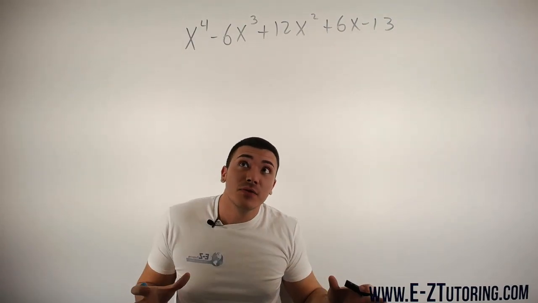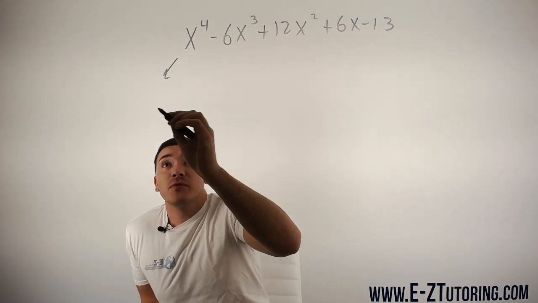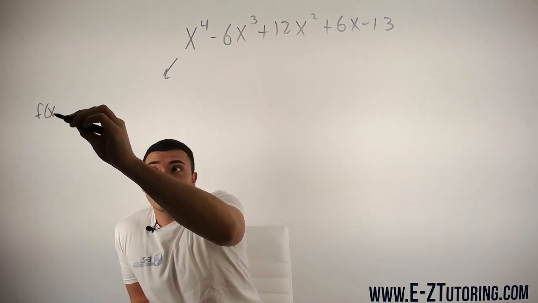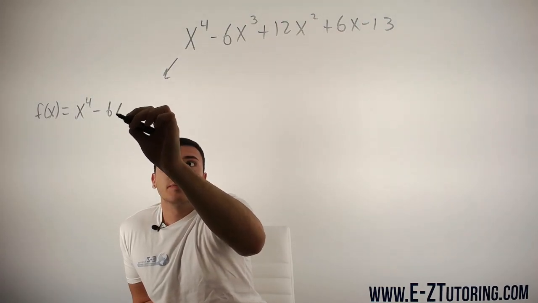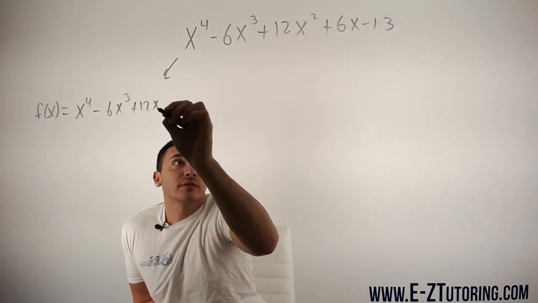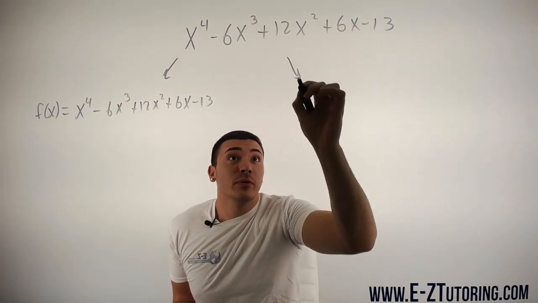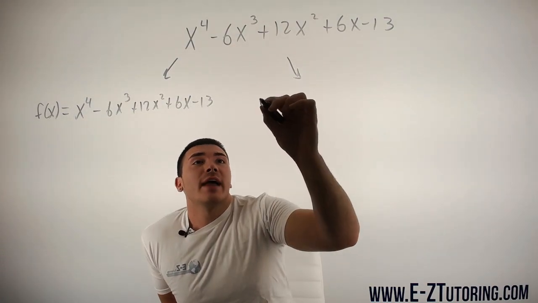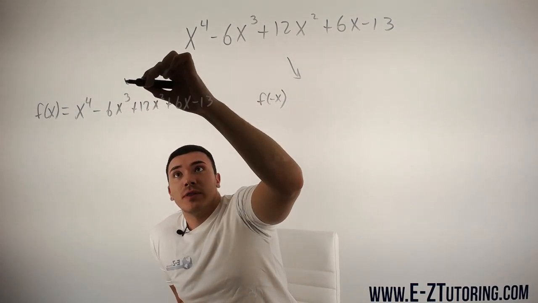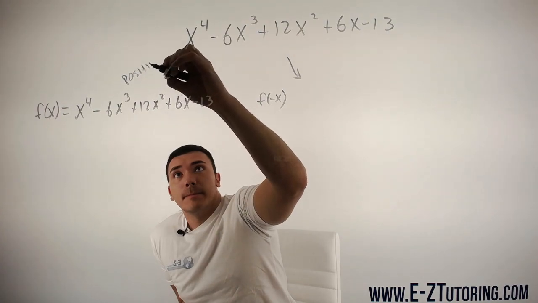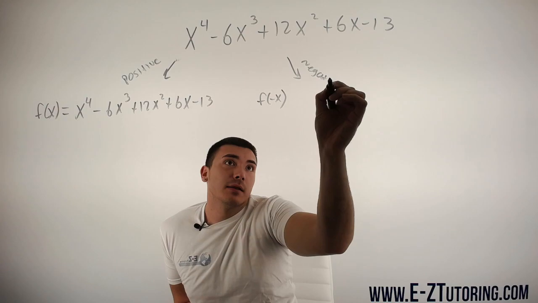So what you want to do is split this up into two polynomials. We will split it up into the first one, which we will call f of x. And then, of course, we just rewrite all of this: x to the fourth minus 6x cubed plus 12x squared plus 6x minus 13. The other one we will call f of negative x. So we'll call this one positive, and we'll call this one negative.